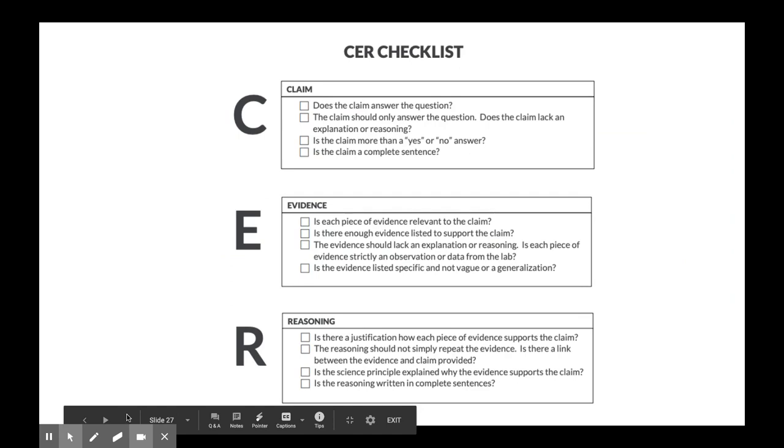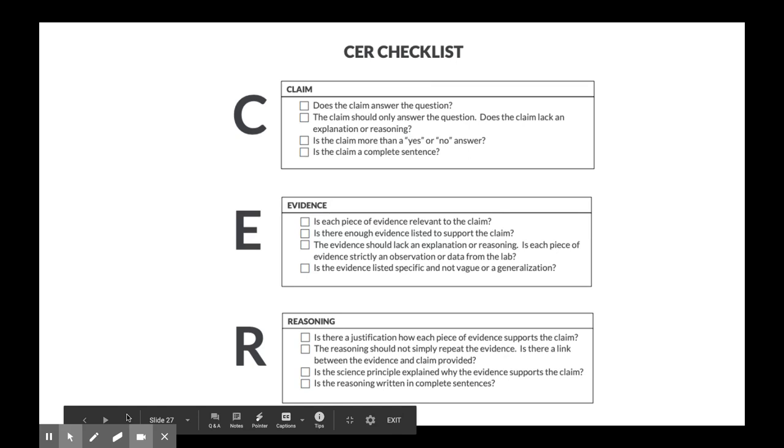So here is a checklist. When we are writing our CER claims, our evidence, and our reasoning, there are things that we want to make sure that we are doing and not doing. This checklist can help you write your own conclusion based on evidence and stating that claim.